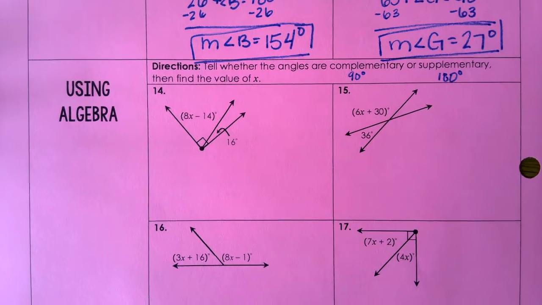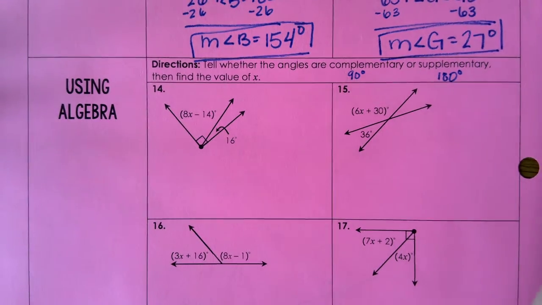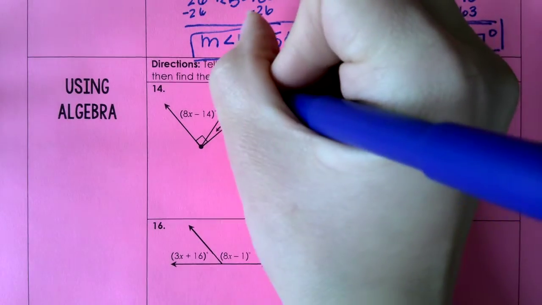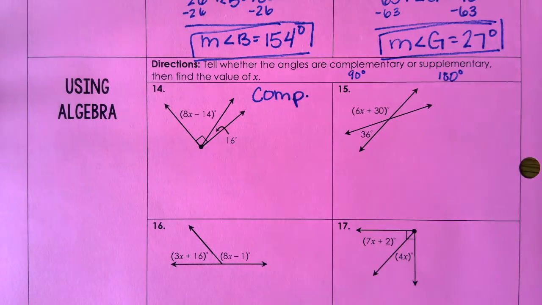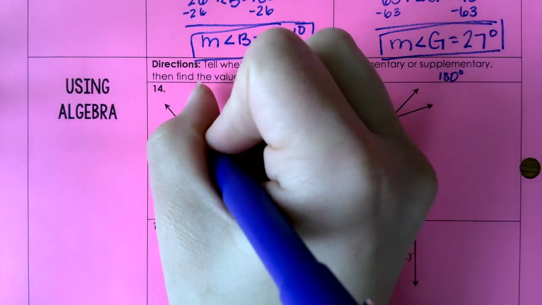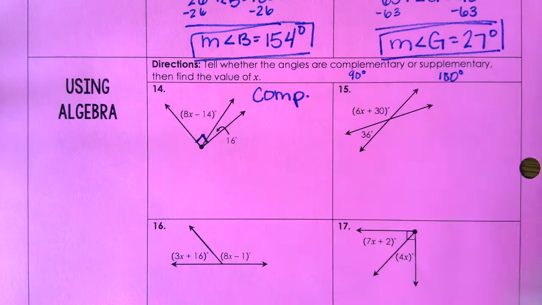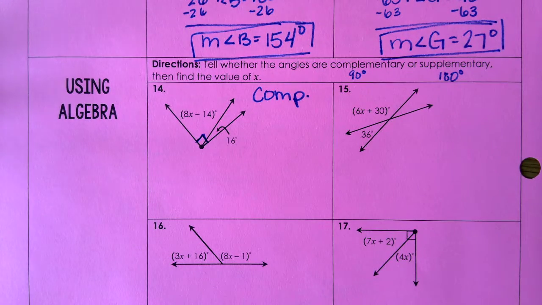So on here, I have 14, 8x minus 14 degrees, and then 16 degrees. What do those two angles have in common? Together, they equal 90 degrees because they are complementary angles. Why do we know they equal 90? Because there's that 90 degree angle box. Anytime we see that box, our brain should click that that's 90 degrees, okay?